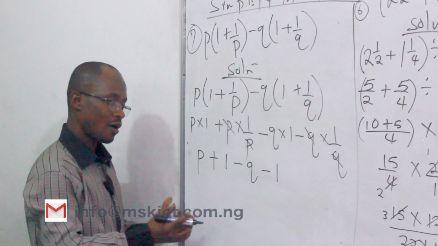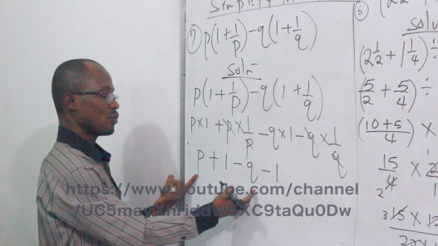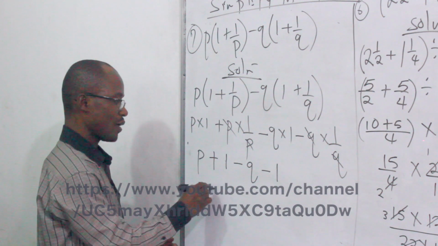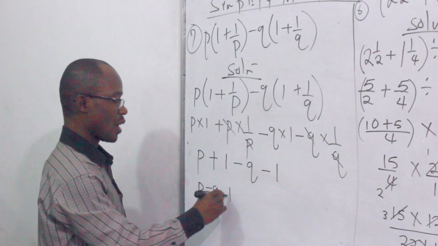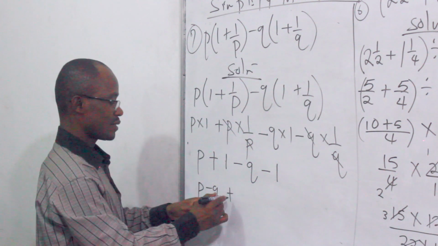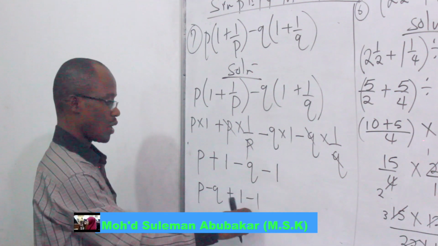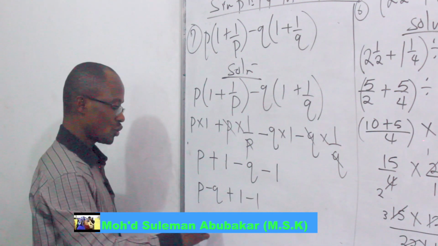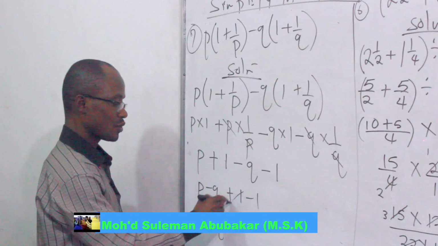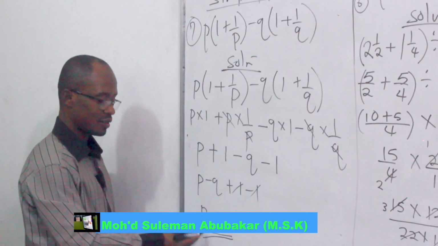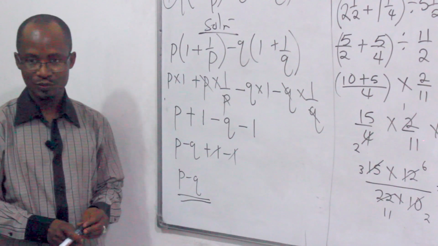So at the end of the day, we now consider like terms. The like terms are p and q. They are variables, p minus q. Then the numerals 1, then plus 1 minus 1. P minus q remains p minus q. 1 minus 1 cancel each other as 0. So the result is now p minus q.